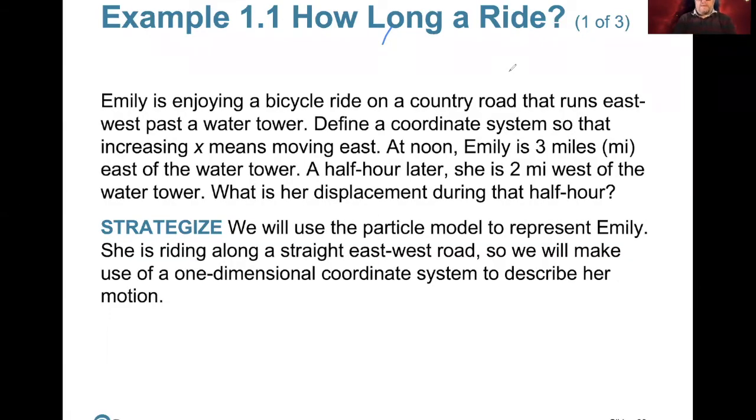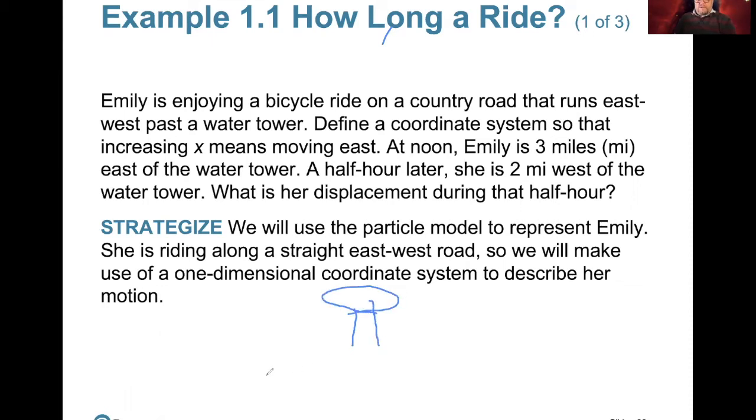Let's look at an example. So Emily's riding her bike in the country, and she is on a road that goes from east to west past a water tower. And the water tower is going to be the origin of our problem. So we need to define our coordinate system so that increasing x means moving east. So at noon, Emily is 3 miles east of the tower, and a half hour later, she is 2 miles west of the tower. Okay, so always draw a picture.